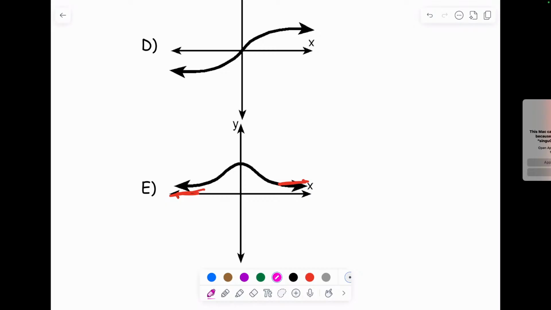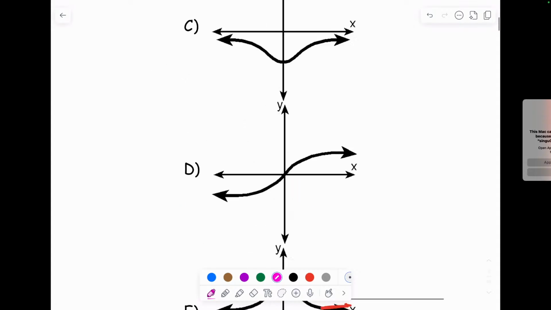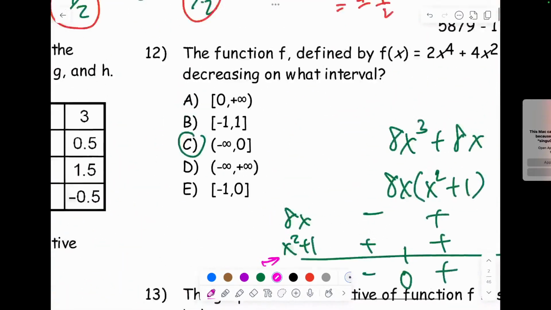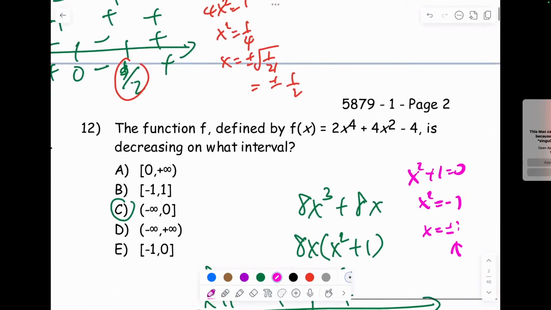Got it? Is that 7? 3? 12 and 11? Okay. Okay, 12.